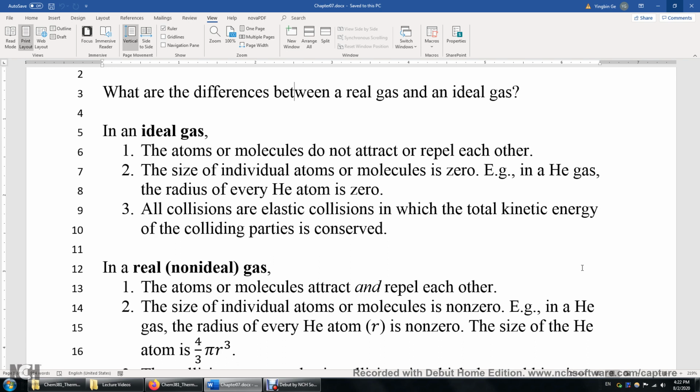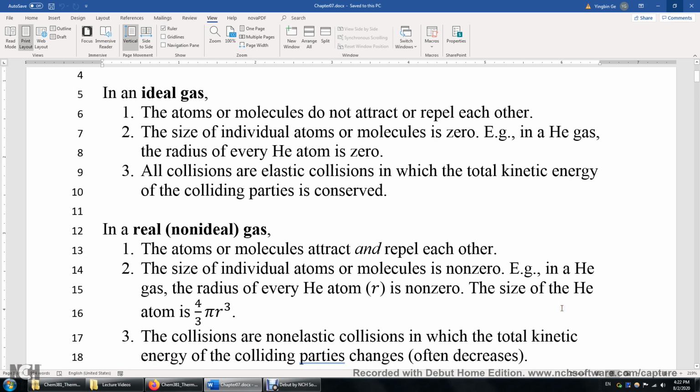R is roughly 1.4 angstroms. And then we can use 4/3 times pi times r to the power of 3 to calculate the size of one helium atom. The size of 1 mole helium atoms is simply this 4/3 pi r to the power of 3 times the Avogadro constant. That will give us a good estimate of the parameter B in the Van der Waals equation. The collisions between real gas atoms or molecules are not elastic. The total kinetic energy is not conserved.